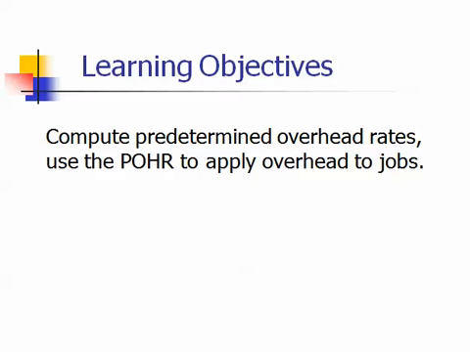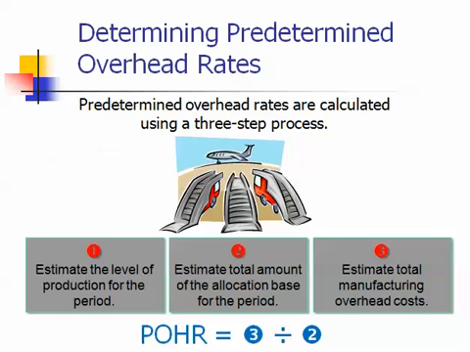We're going to compute a predetermined overhead rate and use that predetermined overhead rate to apply overhead to a job. Computing a predetermined overhead rate is a three-step process. The first step involves estimating the level of production or output we expect for the coming period.